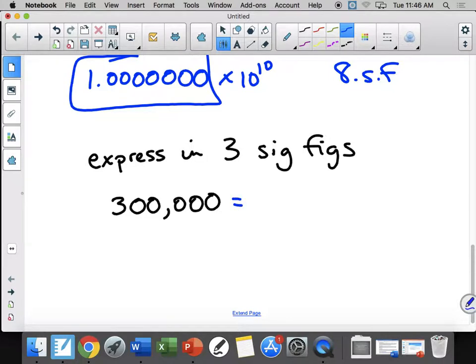Right, so you would just go 3, 5, so 3.00 to get my 3 sig figs times 10 to the 5th. Okay, so if you're trying to get a number into the correct number of sig figs and you're struggling to do it, just go ahead and put it right into scientific notation. It's the easiest to do. Okay, so let me give you guys a little practice. Oh, actually, let's do multiplication and division first.